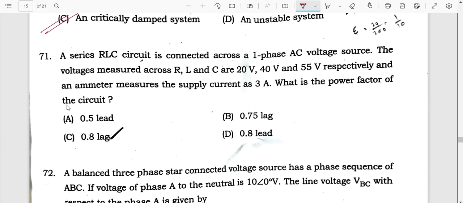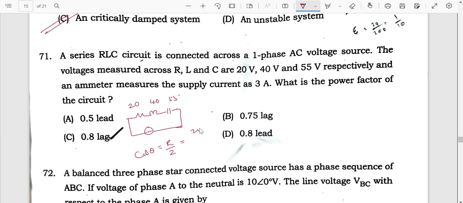Next one. A series RLC circuit is connected across a single phase AC voltage source. The voltages measured across R, L, C are 20, 40, 55 volts respectively. An ammeter measures a current of 3 amperes. What is the power factor of the circuit here? So see here, we have a resistor, inductor, capacitor, and voltage source here. Now cos theta is equal to R by Z.